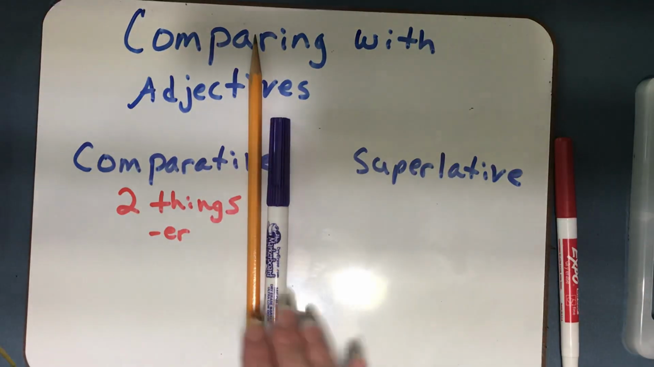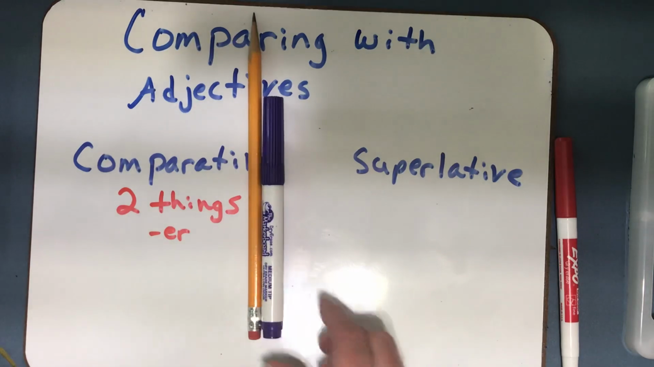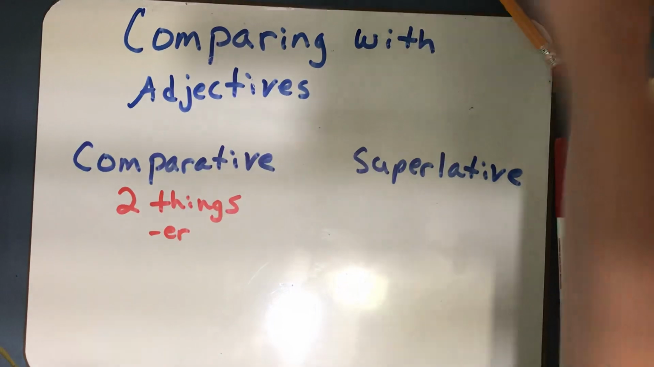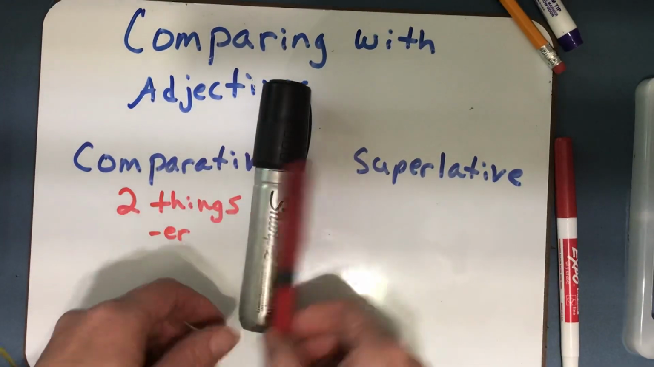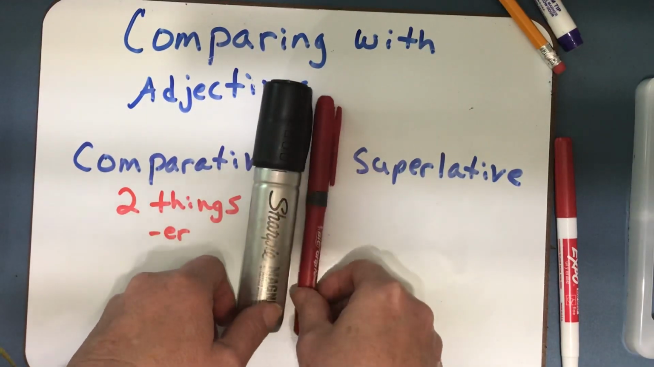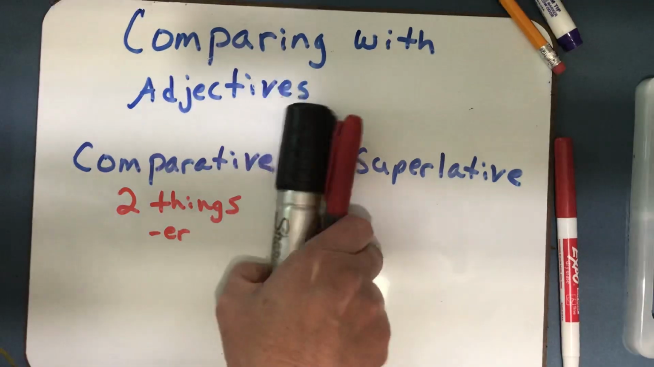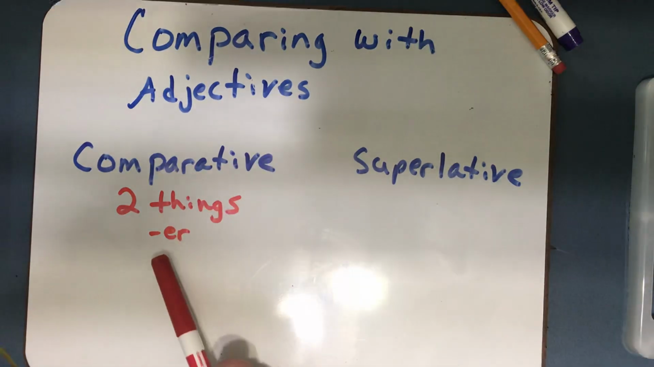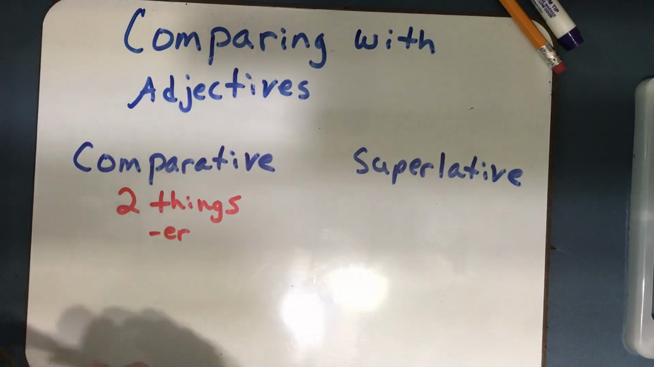Okay, I add ER to long. Say this pencil is longer than this marker. Or this Sharpie is fatter than this other marker that I have. Okay, or I could say that my son is taller than I am. Or the river is longer than the creek, or the creek is shorter than the river. So I compare using ER, okay, when I compare two things.